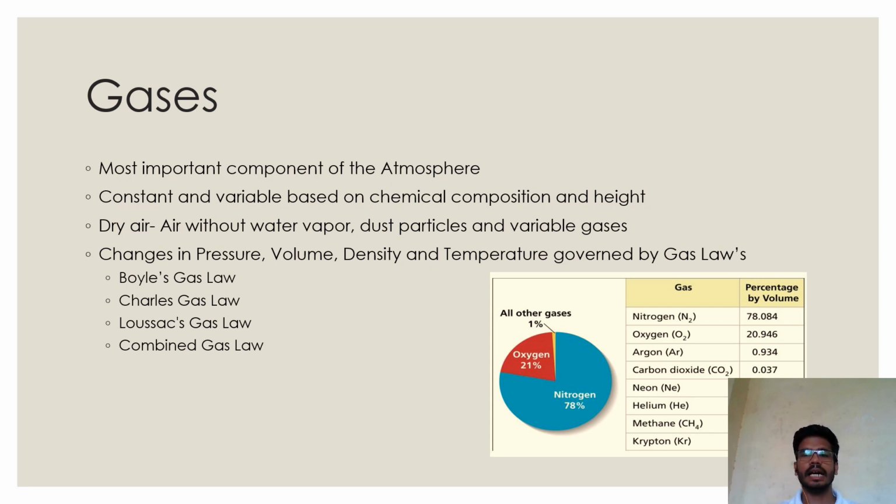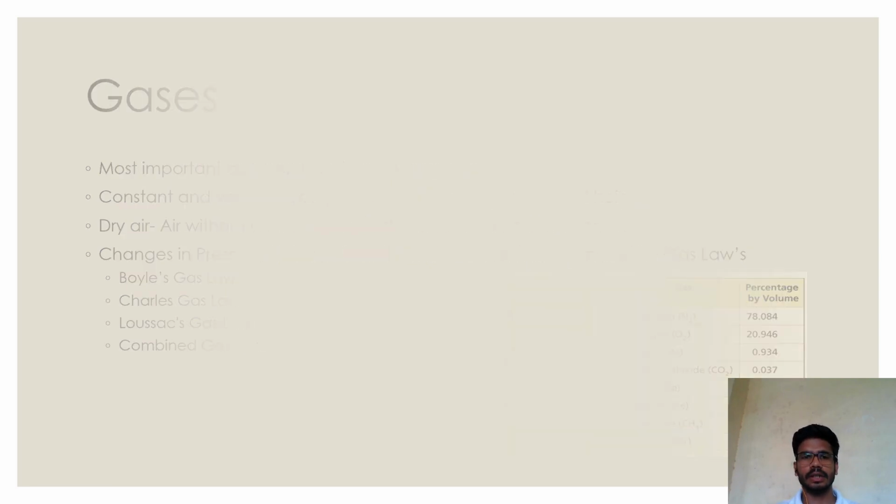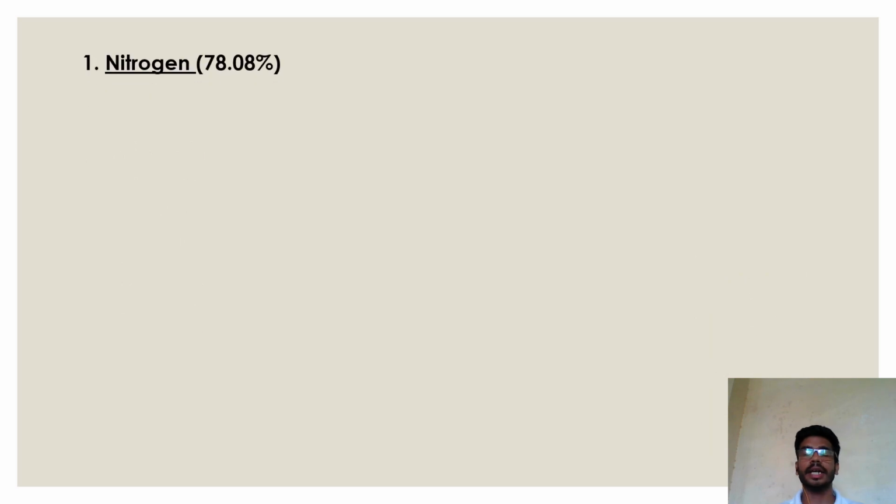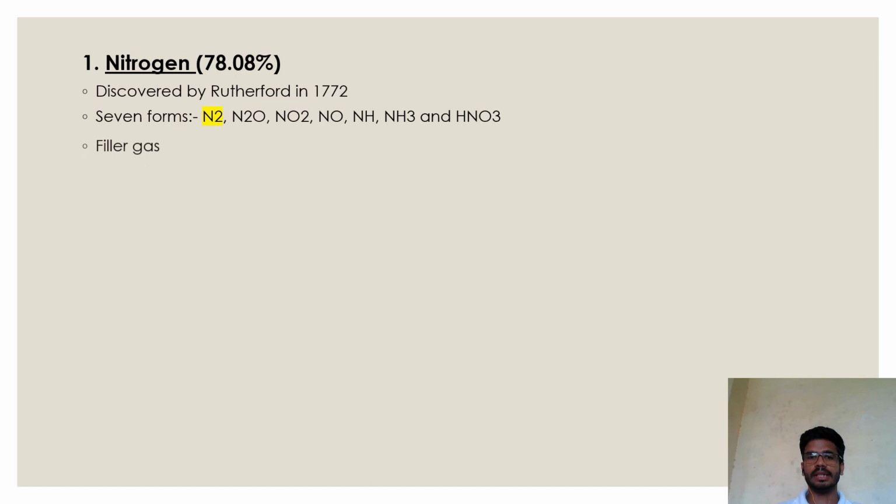Now let's start with the largest constituent gas, that is nitrogen. So nitrogen comprises 78.08%. So 78% of the atmosphere is composed of nitrogen. Being in such a large composition, it would seem to have significance, but that is not so. It is basically a filler gas. What it means is that it does not enter into chemical reactions with other gases very actively.